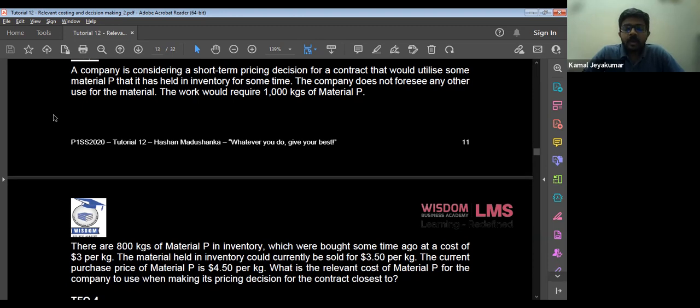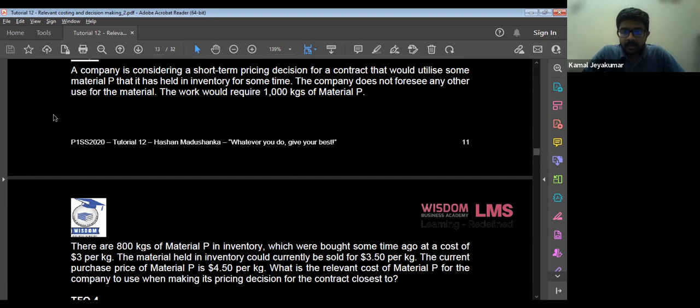The work would require 1,000 kilograms of material P. There are 800 kilograms in the inventory, which were bought some time ago at a cost of $3 per kilogram. Right now, is the $3 relevant? It's not relevant. It's in the past. It's a sunk cost, right? $3 into 800 units, that's sunk cost. We are not worried about it. It's not a relevant cost.